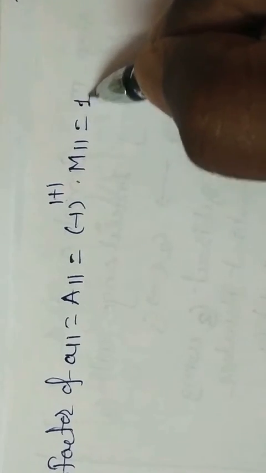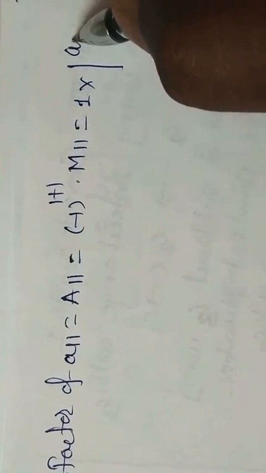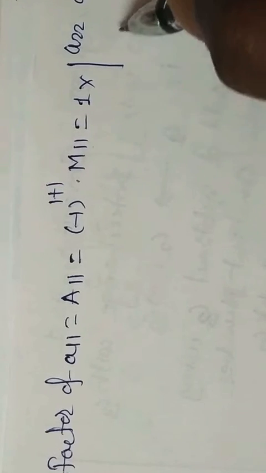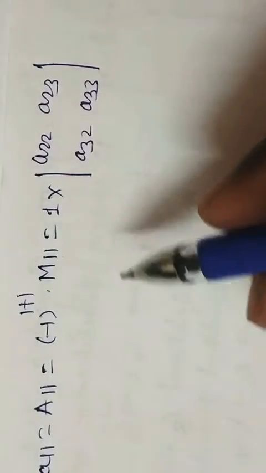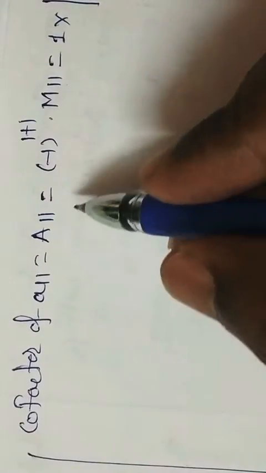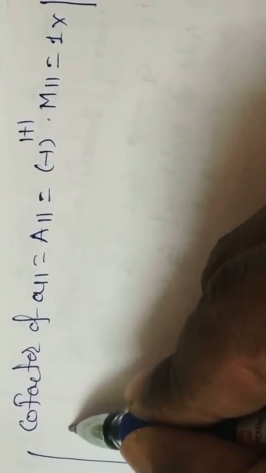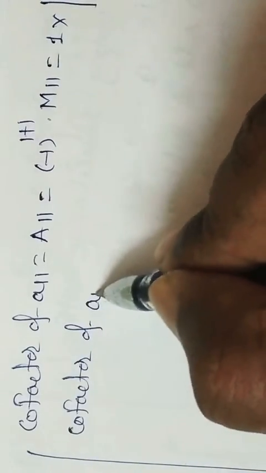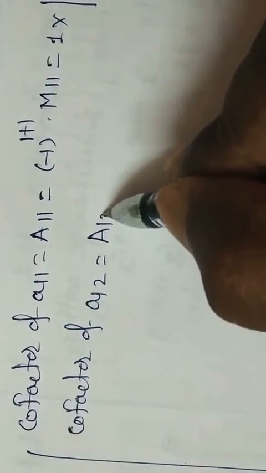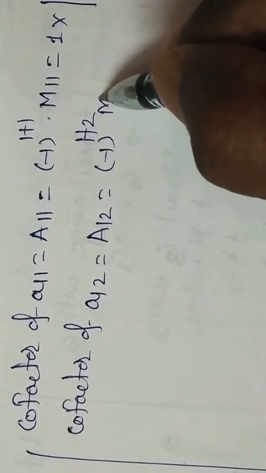Plus 1 into M11. What is M11? A22, A23, A32, A33, that is M11. Same way we find the cofactors of all other elements. The cofactor of A12, capital A12, equals what? Minus 1 to the power 1 plus 2 times M12.